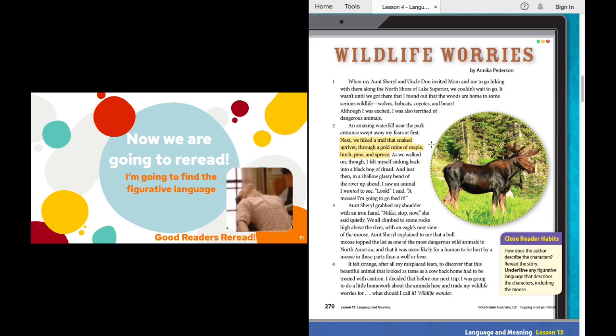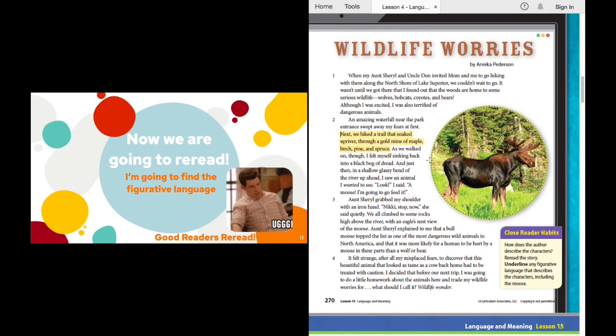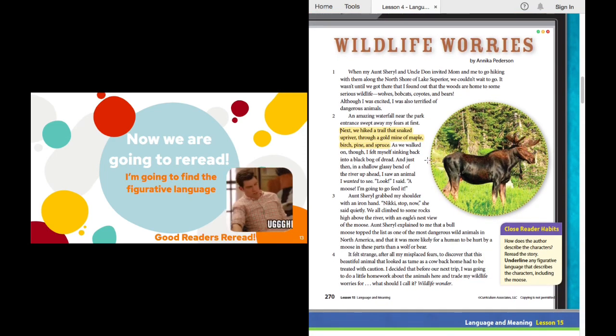Not that it is like a gold mine, or not that it is being personified into a gold mine. It's not saying human qualities. Rather, it's telling me what the trail is like. So it's comparing the trail to a gold mine because of how it has so many different things that are very beautiful. Great. "As we walked on, though, I felt myself sinking back into a black bog of dread."